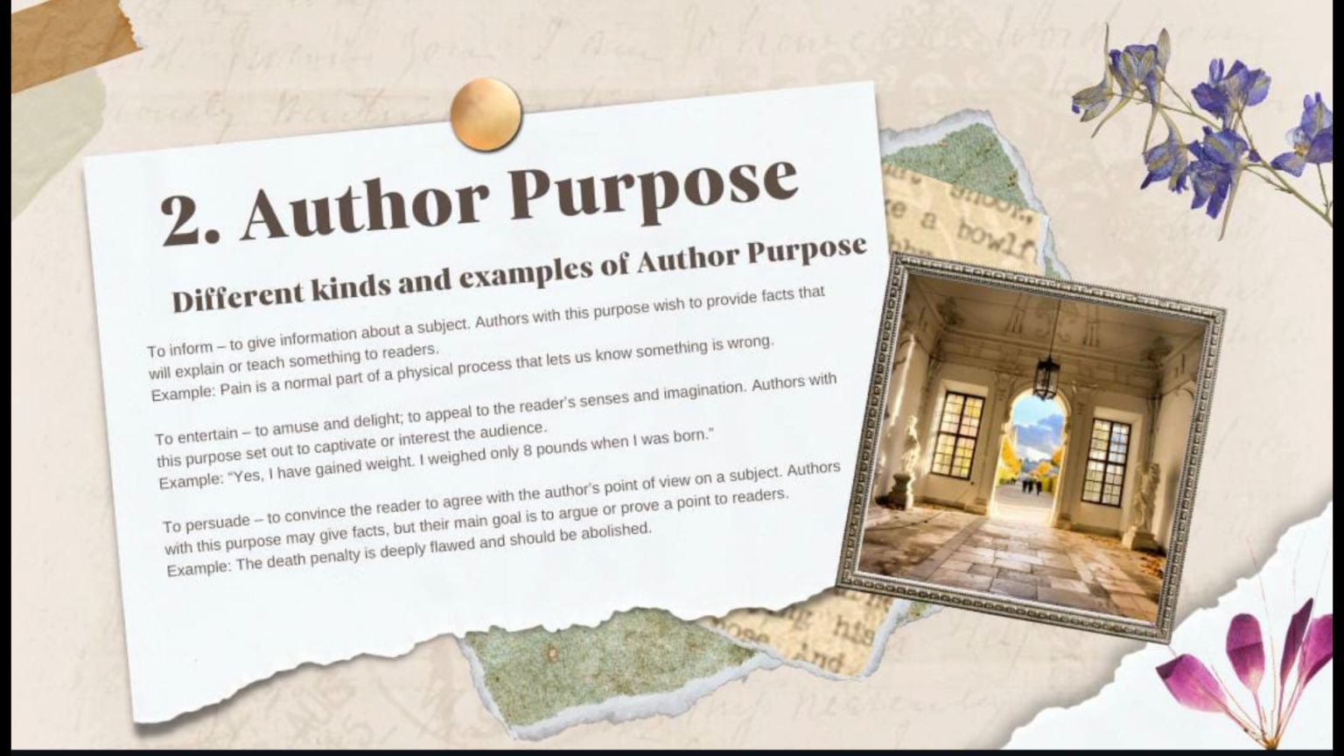And the last one is to persuade: to convince the reader to agree with the author's point of view on a subject. Authors with this purpose may give facts, but their main goal is to argue or prove a point to readers. Example: the death penalty is deeply flawed and should be abolished.